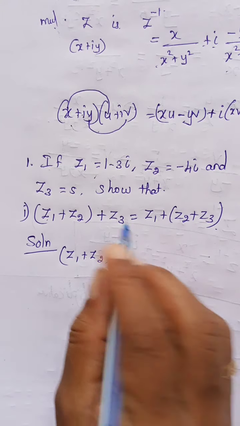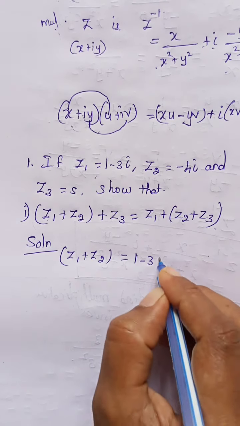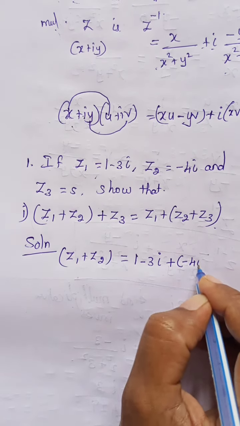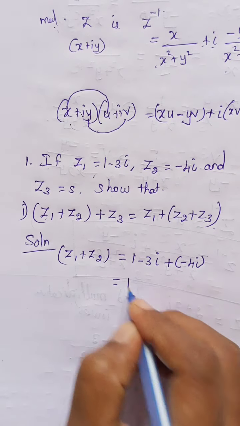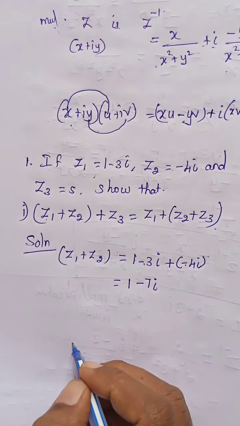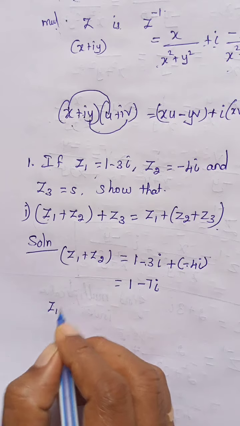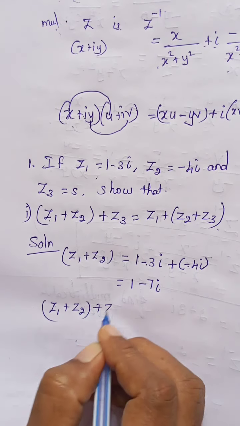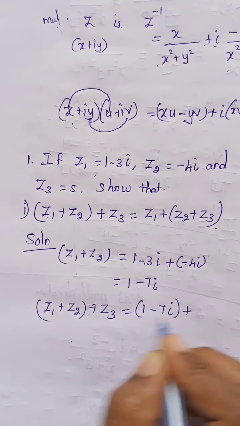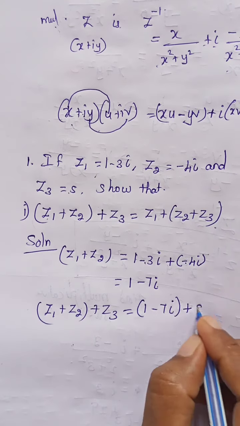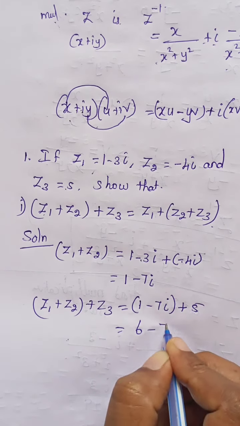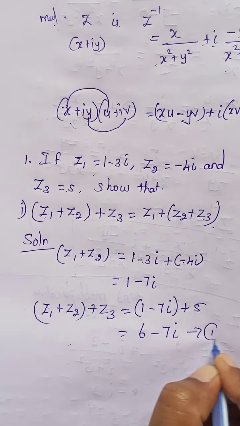Z1 plus Z2: Z1 is 1 minus 3i plus Z2, that is minus 4i. What we get is 1 minus 3i minus 4i, that is 1 minus 7i. Now taking the whole left hand side, that is (Z1 plus Z2) plus Z3, the answer is 1 minus 7i plus Z3. The value of Z3 is 5. So together the answer is 1 plus 5, 6 minus 7i. Keep it as equation number 1.